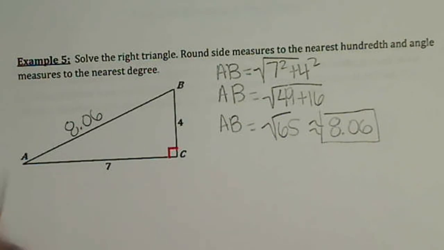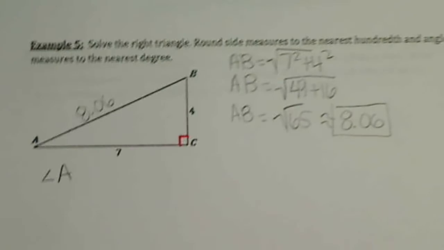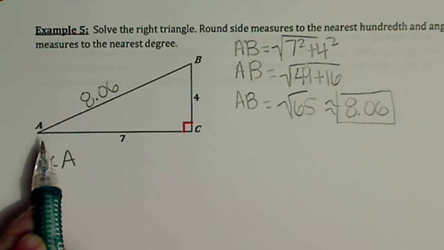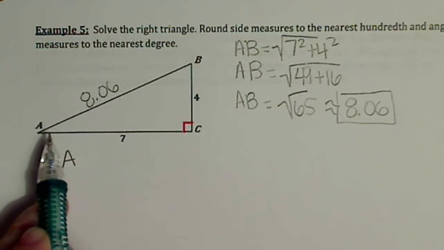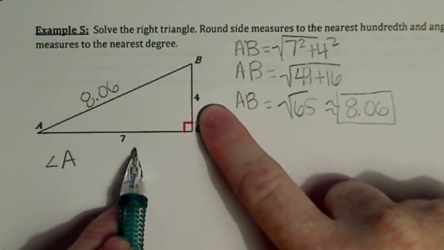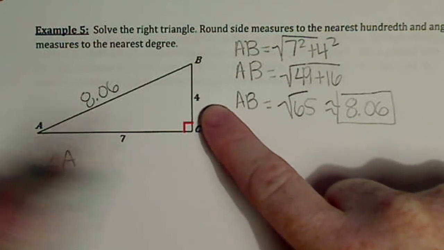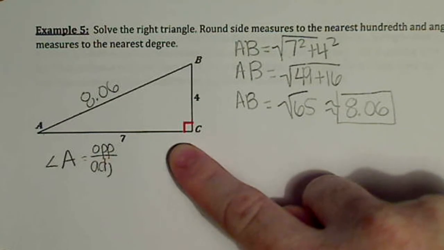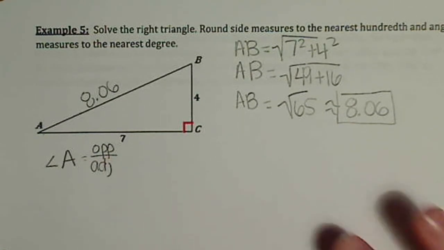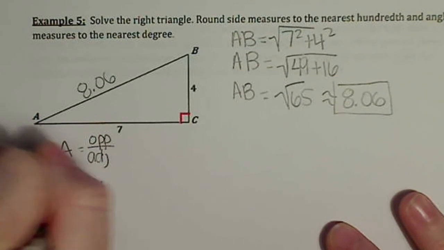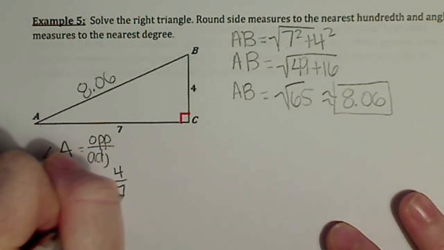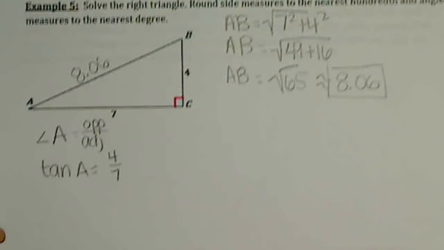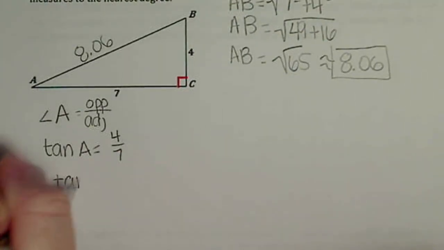Let's do angle A first. Okay, so angle A right here, I don't really want to use AB only because it is an approximation. So I really want to stick with only using 7 and 4. So given that, I know the side opposite, and I know the side that is adjacent. So that sounds like tangent. So let's write this. The tangent of A equals 4/7. Well, I don't know what A is, so I have to use my inverse tangent button.